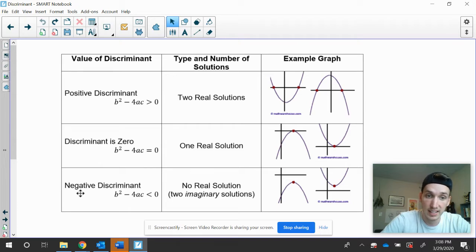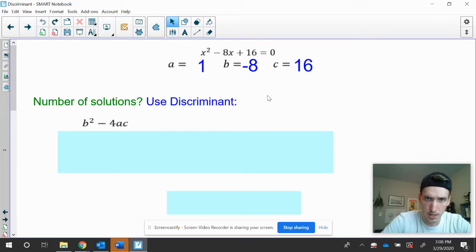So let's work out an example of each one of these three types: positive discriminant, discriminant of zero, and negative discriminant. And let's see this in actual problems. So first up, x squared minus 8x plus 16 equals 0.